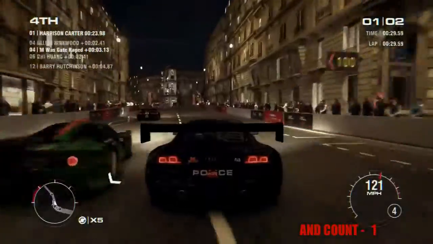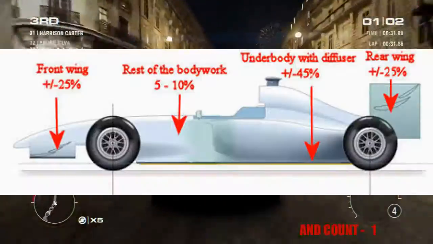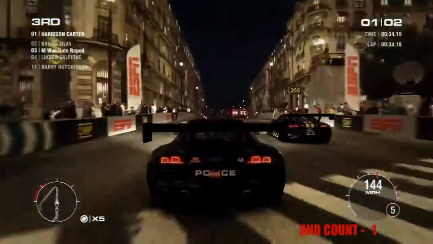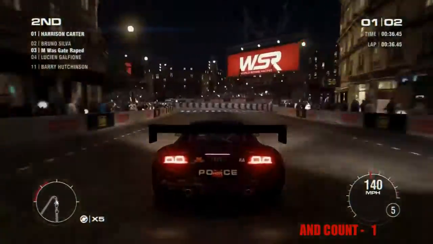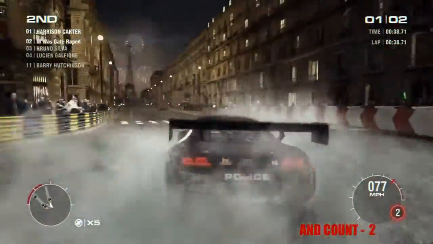Anyway, the topic which I'm going to talk about today is downforce. In this video, you will know what downforce is, why it is important, and how to make downforce.